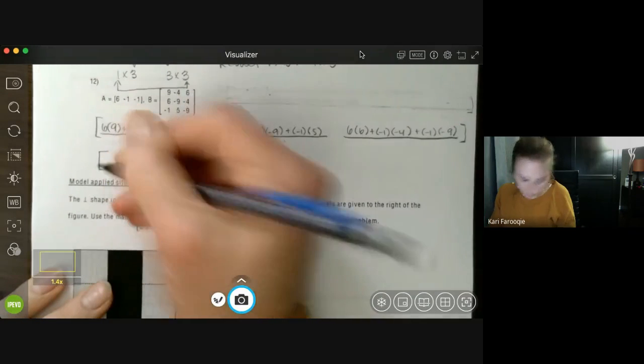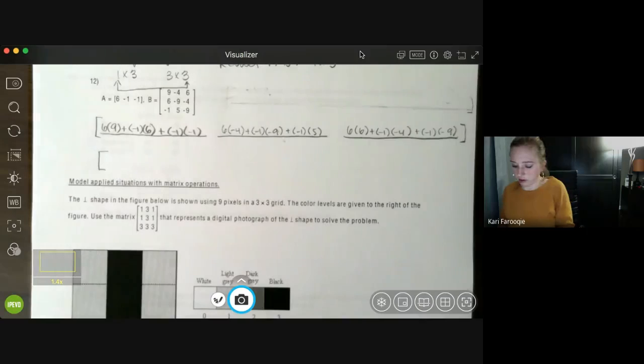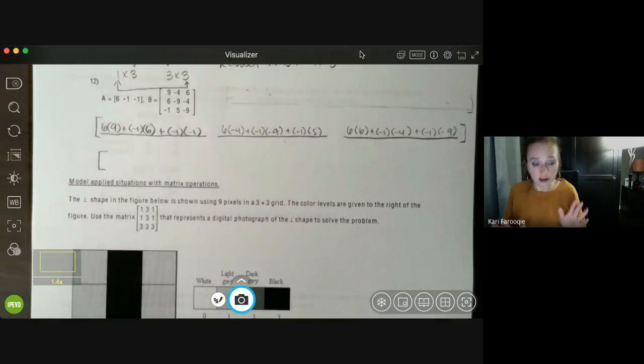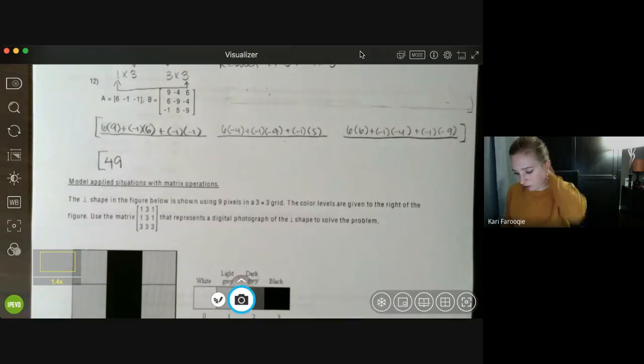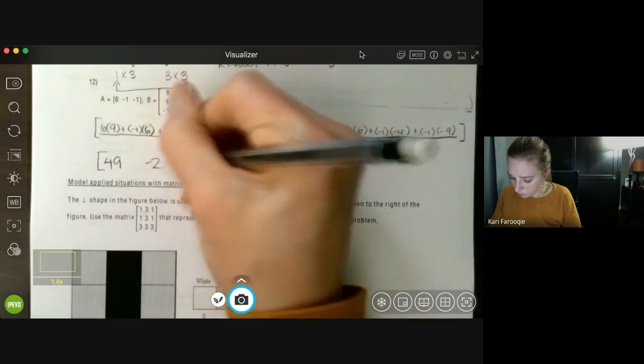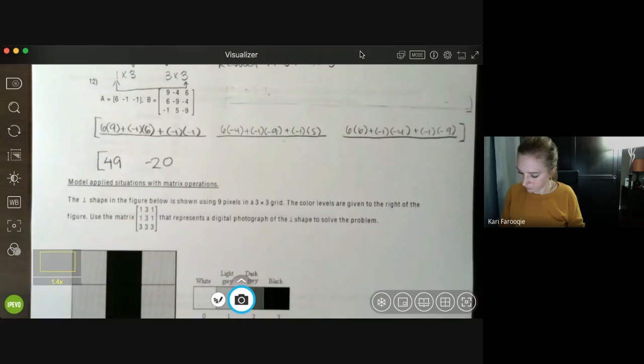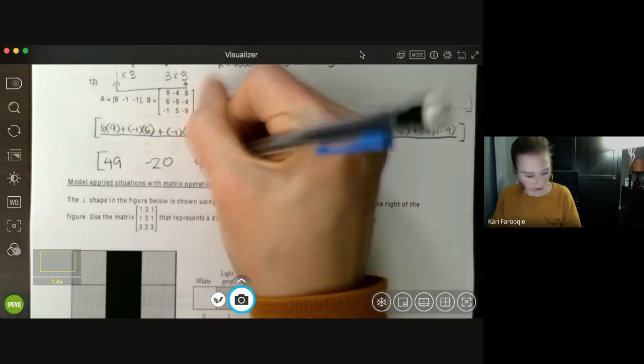Simplify. If you need your calculator, that's fine. Use your calculator. I mean, you don't want to worry about making mistakes. So if you need to use your calculator, I'd rather have you do that than just having little tiny things that go wrong. All right, I got 49, -20, and 49.